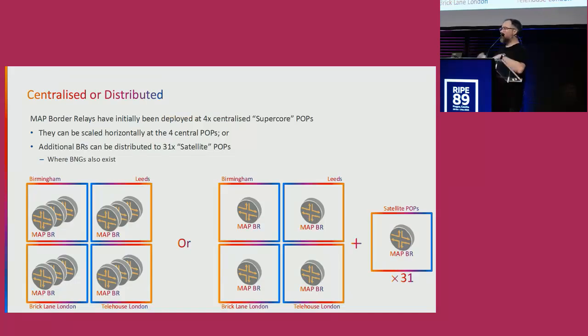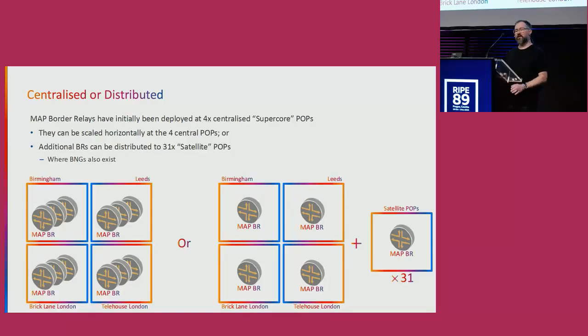In the UK, our whole network is built around 4 supercore sites where we have a BGP-free pure P layer. All of our border relays are hanging off, our PEs hanging off those P nodes in those 4 centralized supercore POPs. Depending on how the traffic behaves going forward, we haven't decided whether we're going to scale that solution horizontally at those 4 sites, or whether we distribute and put more border relays closer down to the subscriber, to 31 satellite POPs where we also have BNGs.